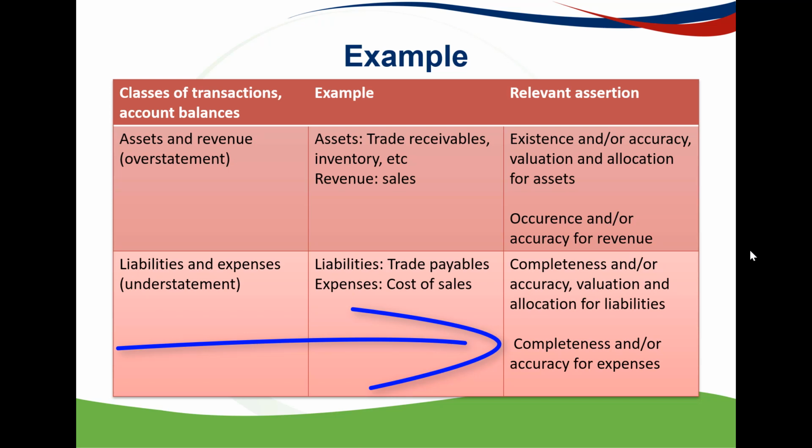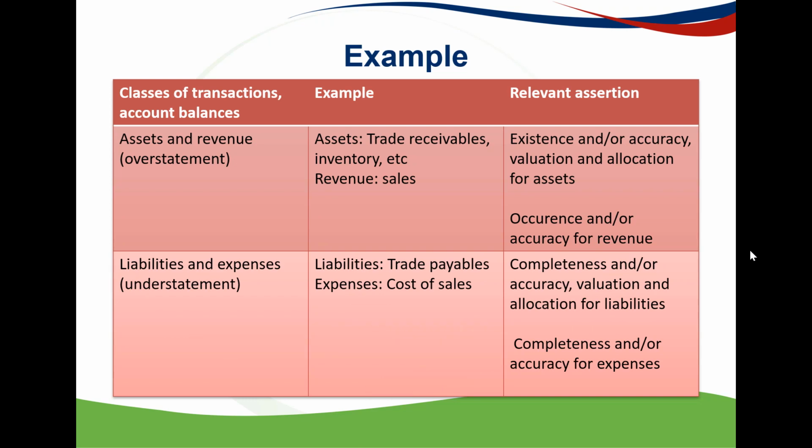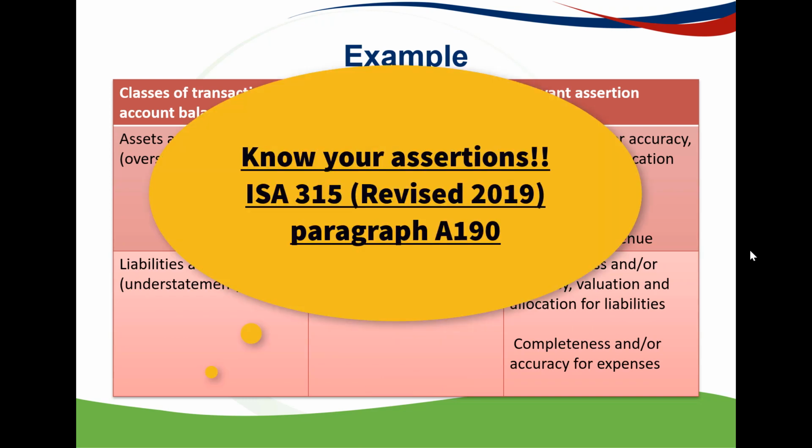The other assertions are not seen as relevant because there's not that risk involved that they might be understated. The risk is not around those ones. I'm talking specifically about presentation and disclosure and cut off or so. So for liabilities, it's specifically completeness, accuracy, valuation and allocation. And then for the expenses side, which can be identified as something like cost of sales, it can also be completeness and accuracy. So can you see how important it is for you to understand what your assertions refer to?